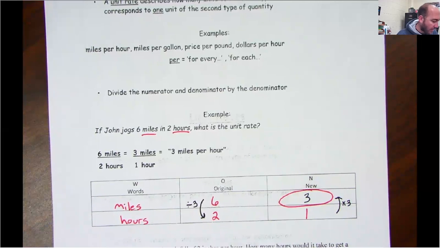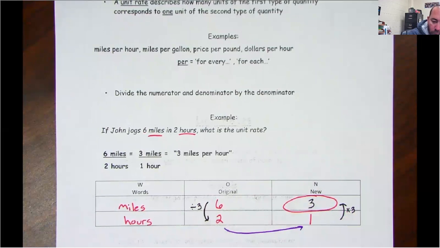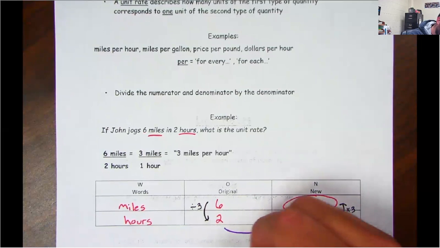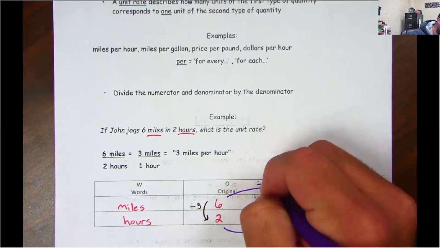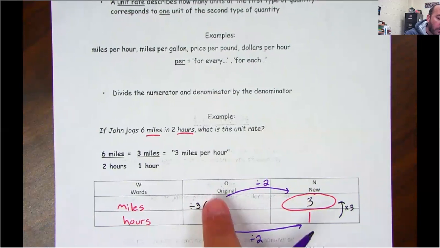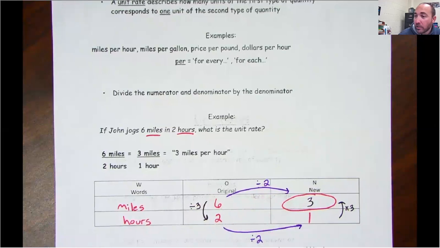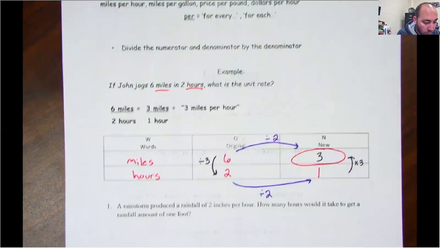Now, some of you are like, I don't quite get that. Let's try it this way. How would you go from 2 to 1? Well, you would divide by 2. Well, what is 6 divided by 2? Well, you have 3. So there's 2 ways you can do it. You can do it up and down, or you can do left and right. You'll get the same answer either way. So I will do one of each on the next 2 examples.